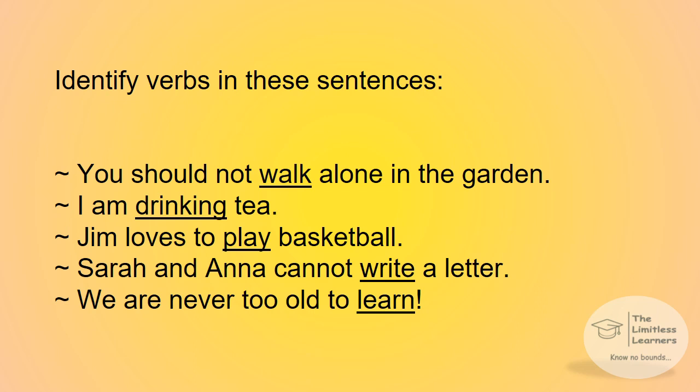Here we have the answers now. In sentence number 1, you should not walk alone in the garden. The word walk is showing us the action. That means walk is the verb here. Sentence number 2, I am drinking tea. Drinking is an action which is a verb in the sentence. Sentence number 3, Jim loves to play basketball. Play is the action happening in the sentence. That means play is the verb.